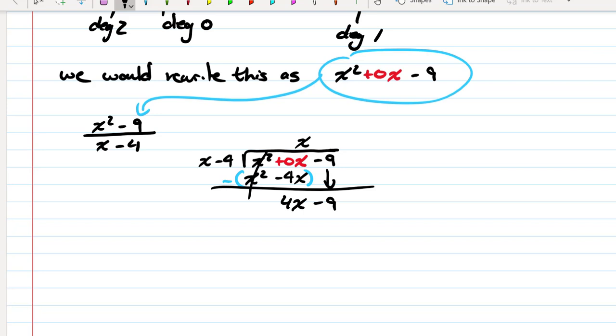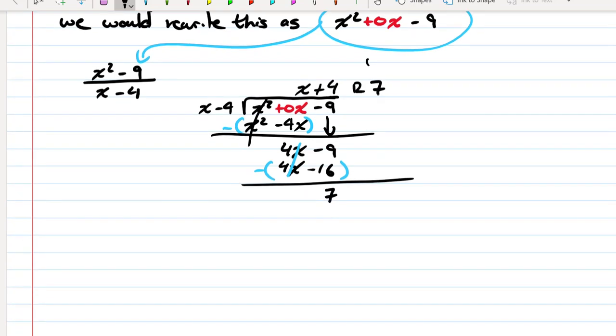So we continue to rinse and repeat. So what times x gives us 4x? Well, that's 4. We have 4 times x is 4x, and 4 times negative 4 is negative 16. We then subtract once again. Our 4x's are going to reduce out, as they should, and then negative 9 minus a minus 16, so negative 9 plus 16 is going to give us 7. So we end up with our remainder of 7.